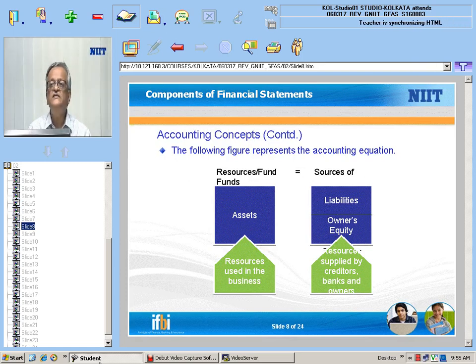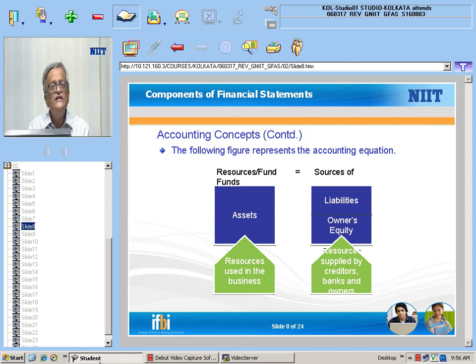The following figure represents the accounting equation. Assets is equal to liabilities plus owner's equity. What are assets? Resources used in the business. What are liabilities? Resources supplied by creditors, banks, and owners.